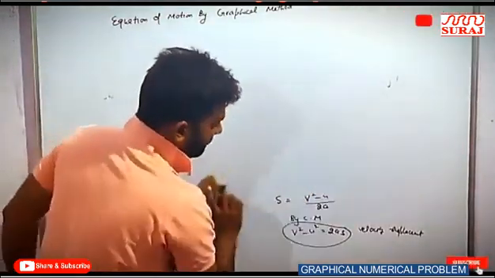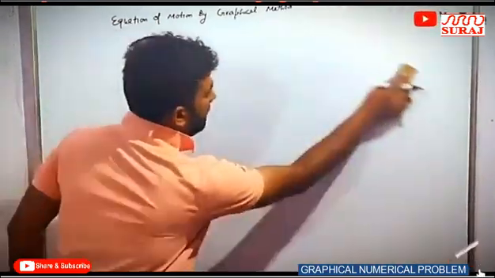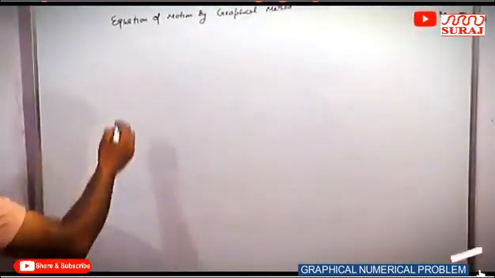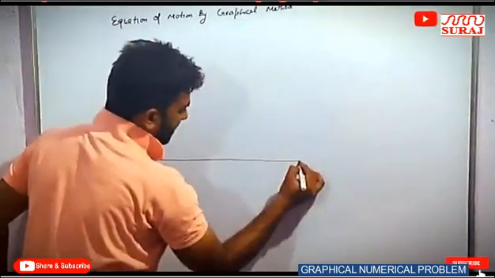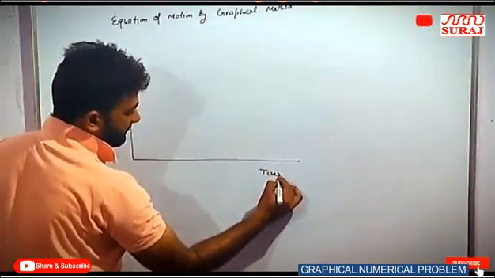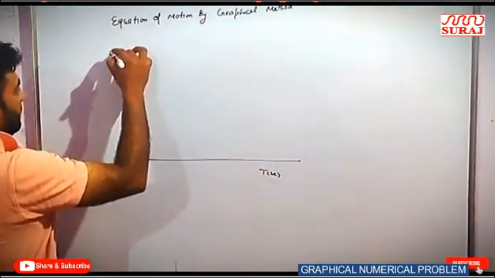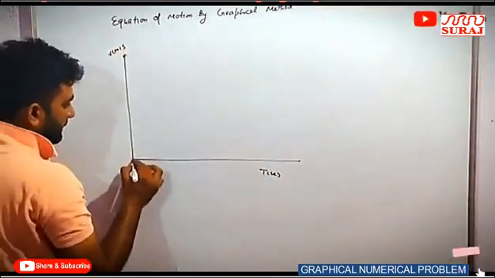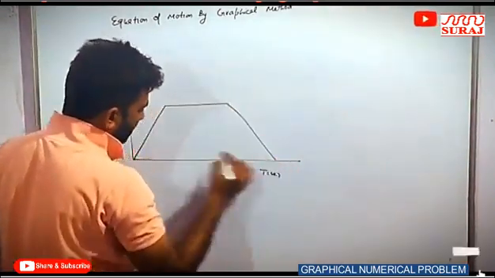These are the equations of motion by the graphical method. Now, in case of numerical problems, we use both, first the slope and the area as well.